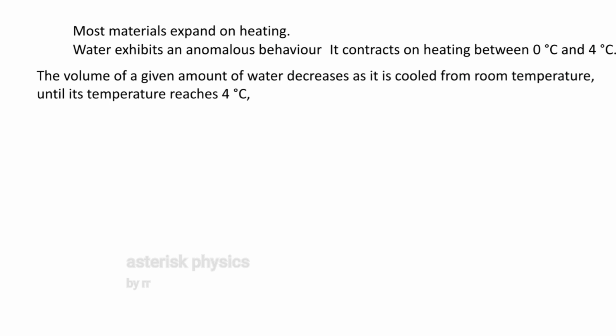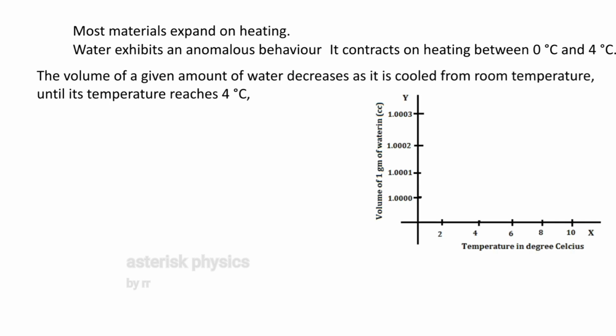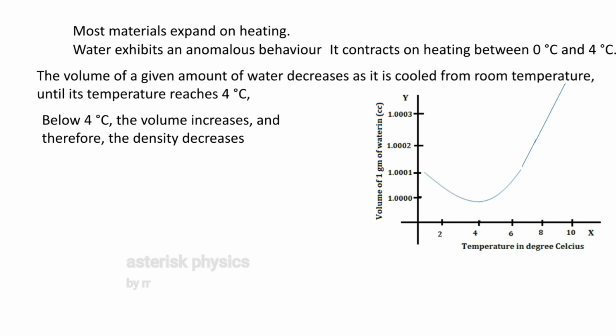The volume of a given amount of water decreases as it is cooled from room temperature until its temperature reaches 4 degrees Celsius. Here you could see a graph, and the graph clearly shows that as we bring down the temperature of water from room temperature to 4 degrees Celsius, the volume of the given amount of water decreases. Whereas below 4 degrees Celsius, that is from 4 degrees Celsius towards 0 degrees Celsius, the volume increases.